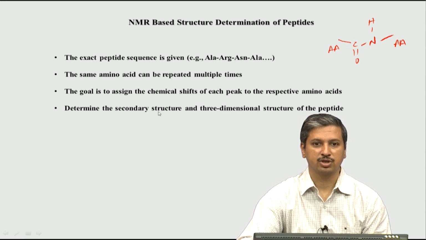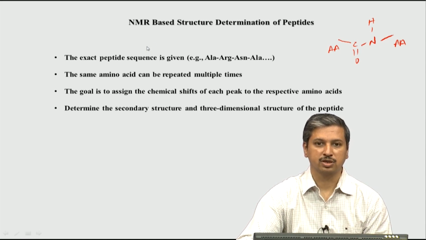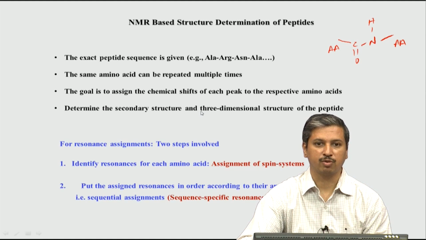Structure means there are 2 types of structures in peptides and proteins. One is secondary structure, that is alpha helix and beta sheet, and the final structure is the 3-dimensional structure of the peptide. So, this is the basic requirement, or the objectives, in looking at the structure of a peptide.